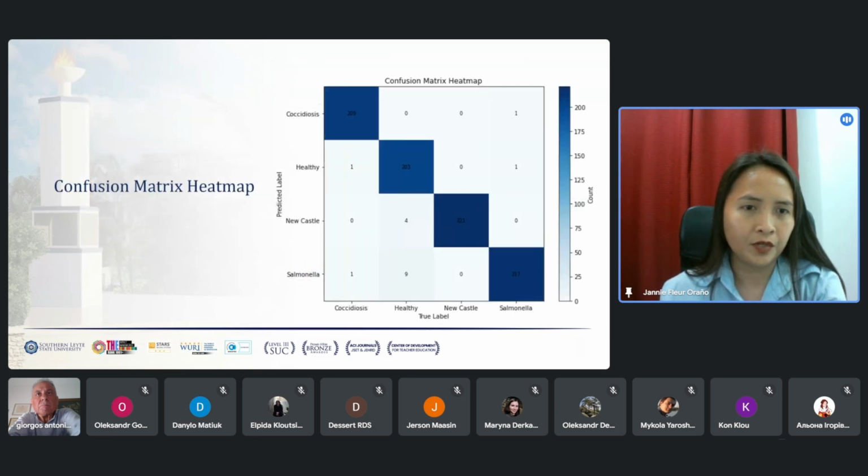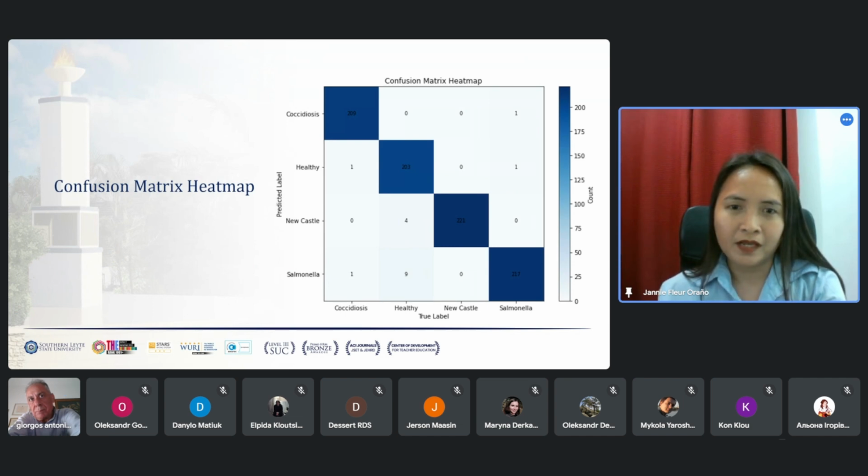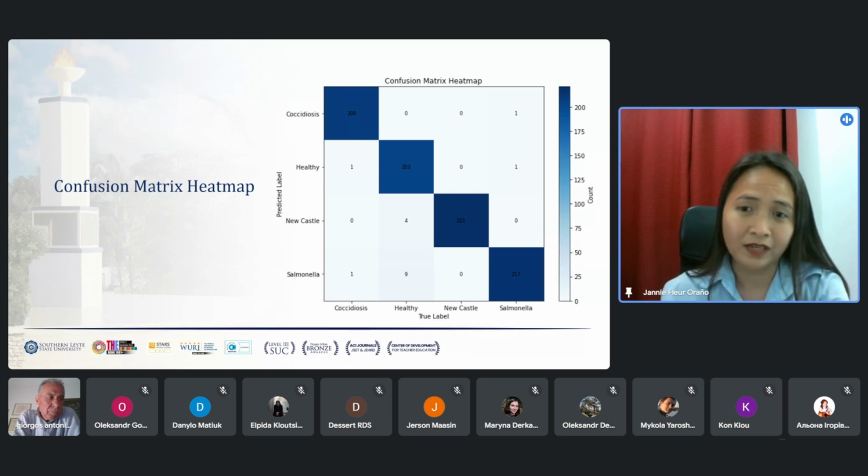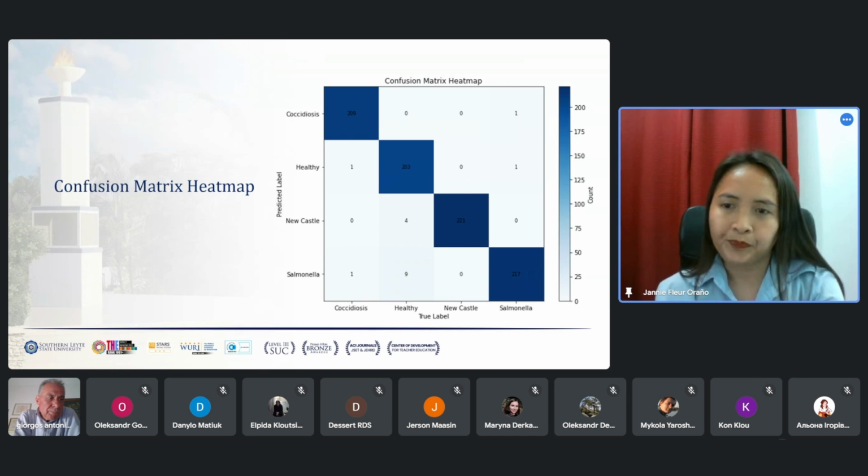And this is the confusion matrix showing the results of the classification based on the testing data. Based on this confusion matrix heat map, it can be observed that the model is good in classifying the diseases of poultry based on the fecal images, as the dark colors are observed along the diagonal, which means that the model is correctly classifying the instances of these samples.